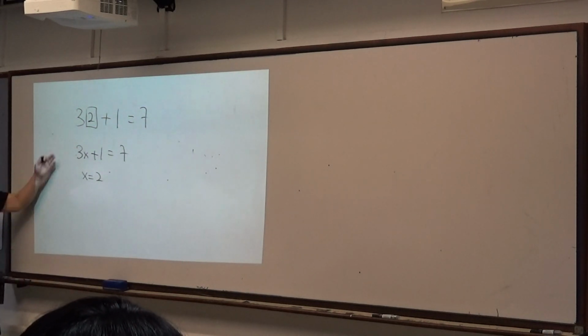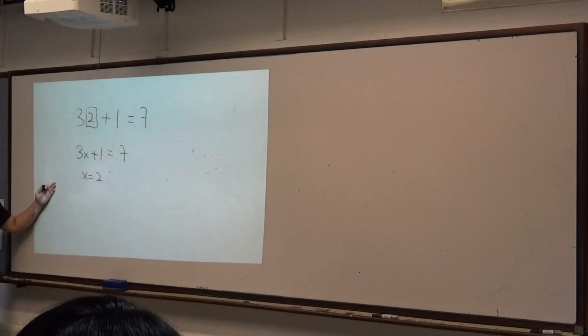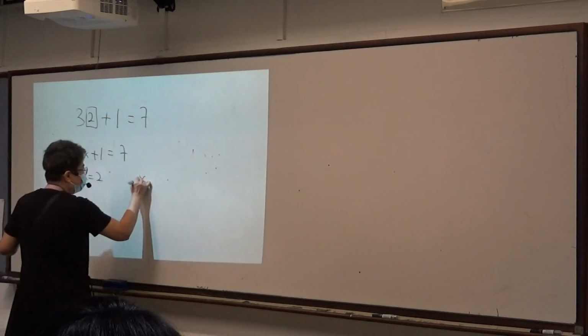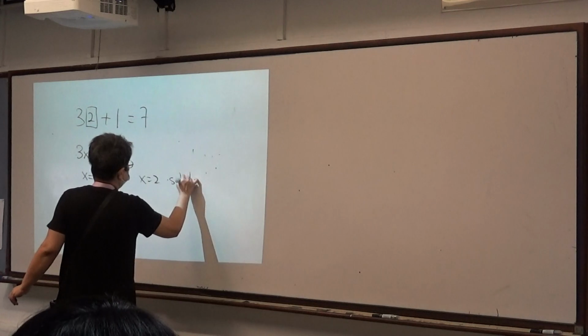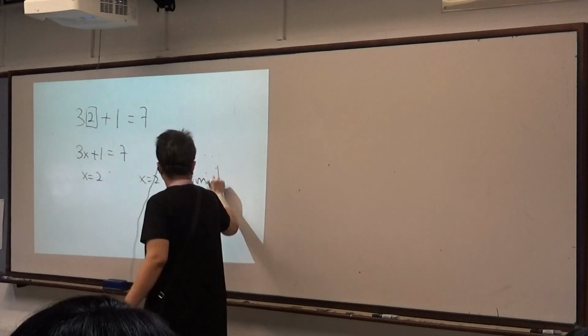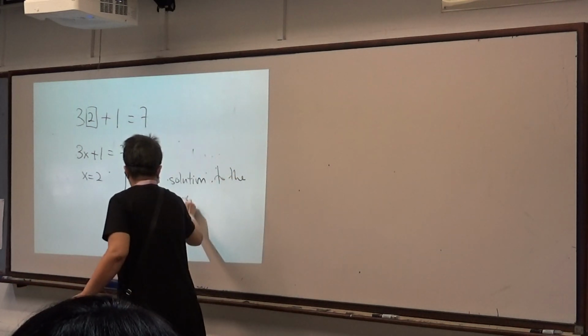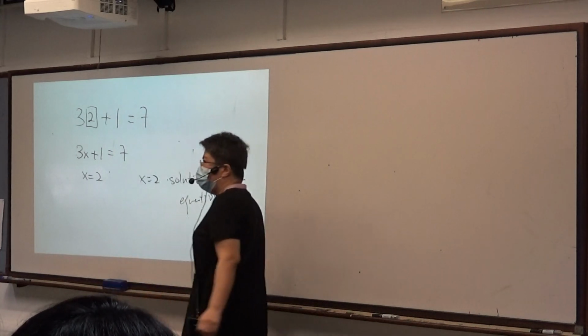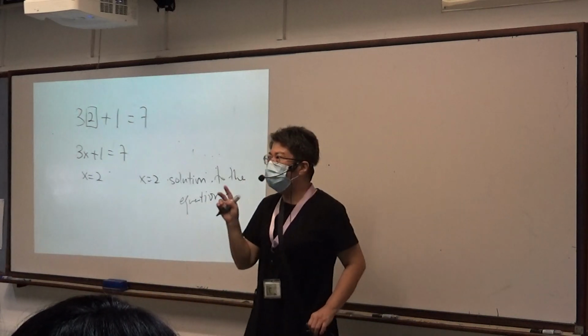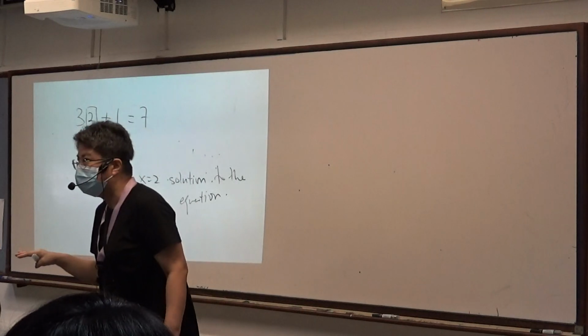But of course, when it's easy, we can guess. When it is not easy, we cannot guess. Am I right to say that? And this x equals to 2 is called a solution to the equation. What do you mean by solution? A solution will make the equation true.